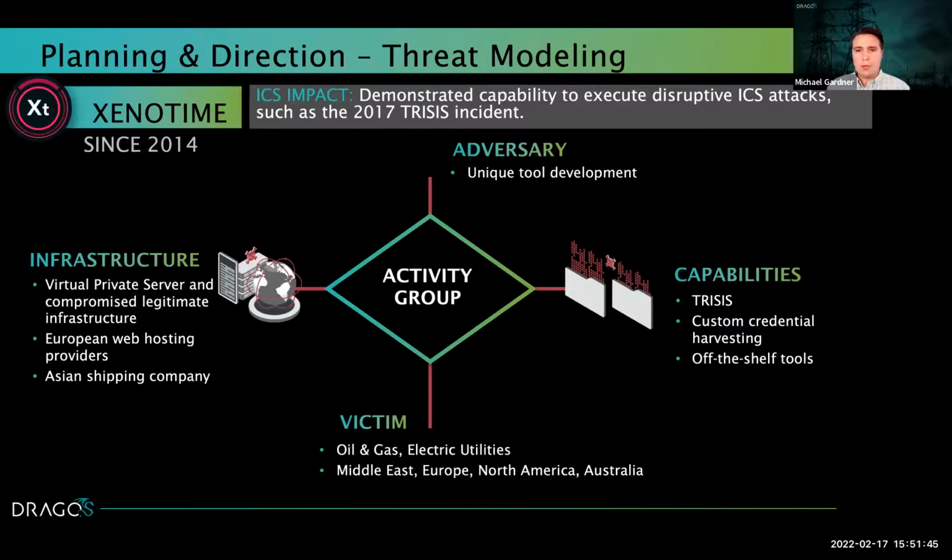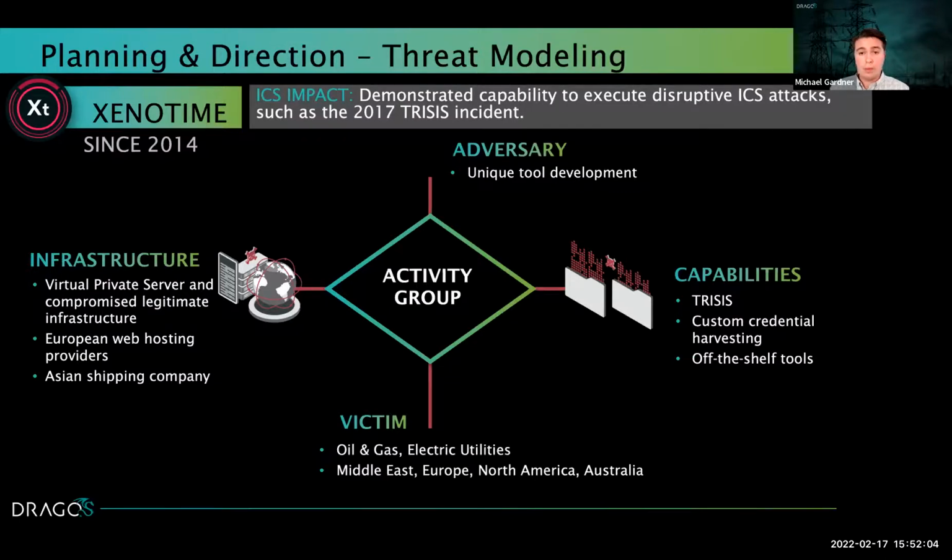So this just shows a more complete, but still pretty high level diamond model for a Dragos activity group that we track as Xenotime. This one is kept very high level just for the sake of working well on a slide, but it shows a good bit of how you can start to get a little more granular as you further develop your threat models.